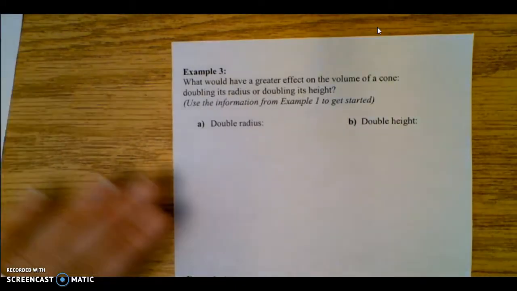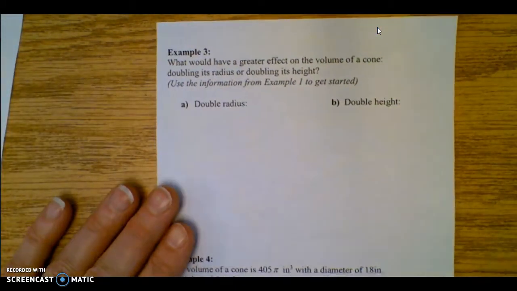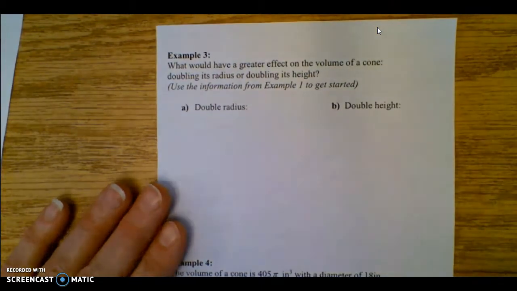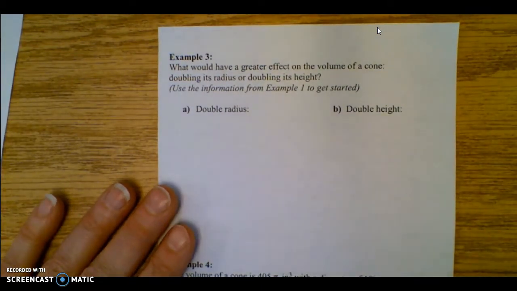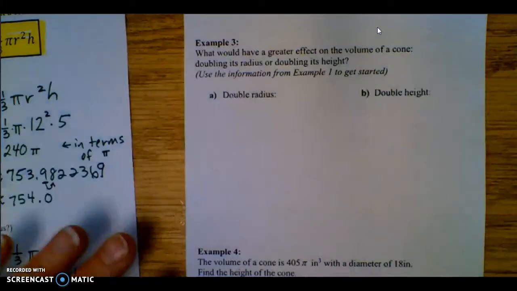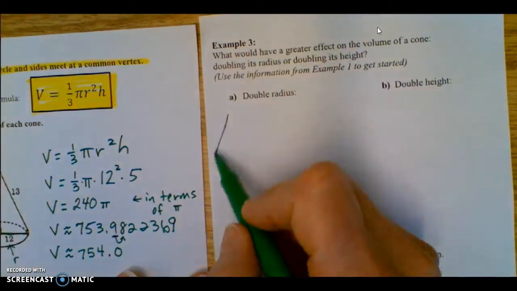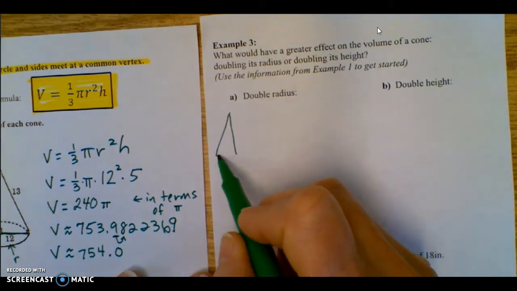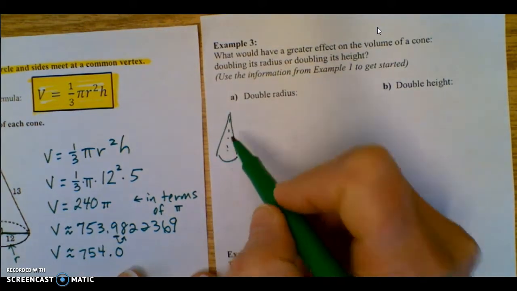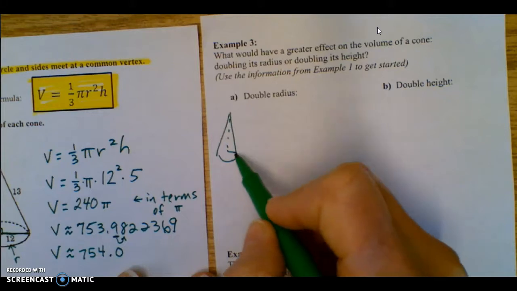Now, the other note sheet that you're going to put in your notebook today talks about what would happen if we were to double the radius or double the height of a figure. So this problem says use the information from example 1. So I'm just going to sketch down what we had with example 1, at least the important pieces to it.